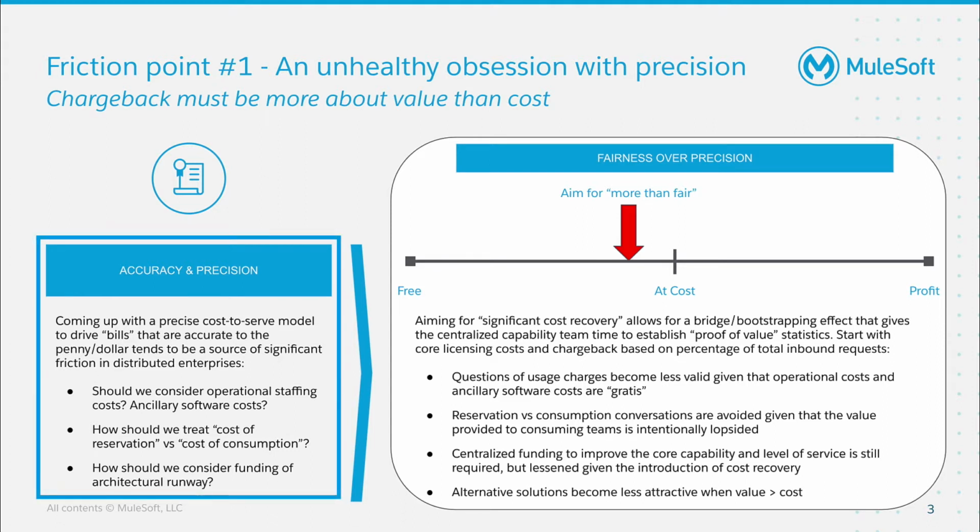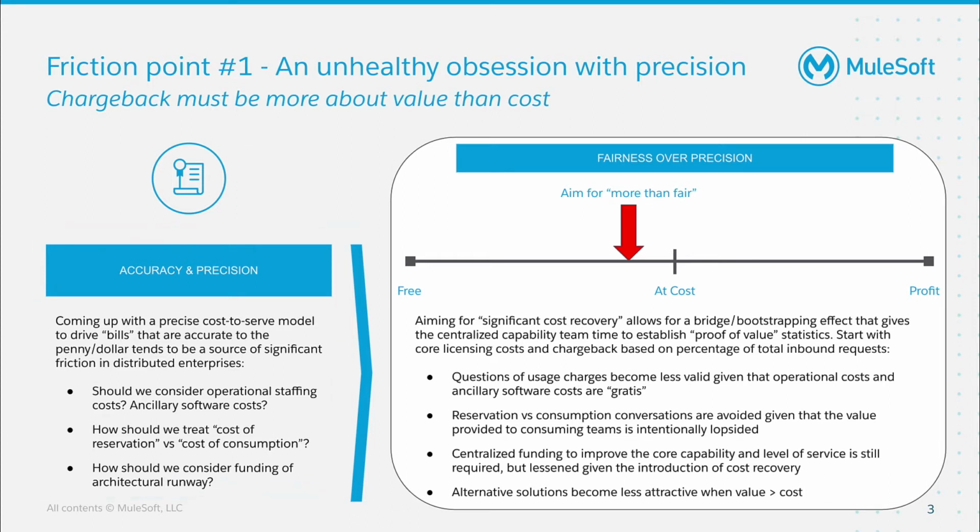Coming up with a precise cost to serve model to drive bills that are accurate to the penny or dollar tends to be a source of significant friction in distributed enterprises. Should we consider operational staffing costs, ancillary software costs? How should we treat the cost of reservation versus the cost of consumption? How should we consider funding of architectural runway?